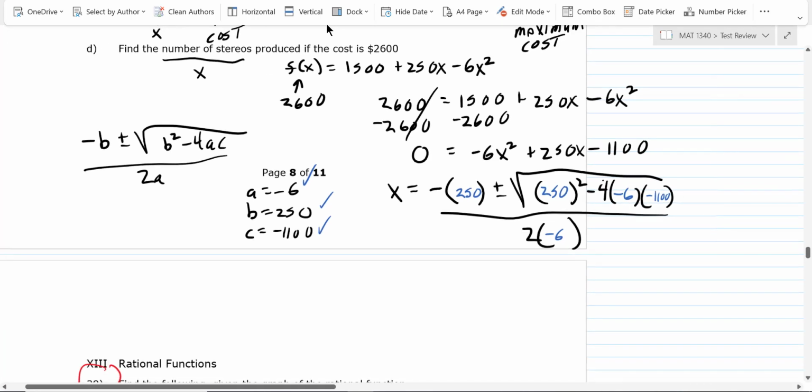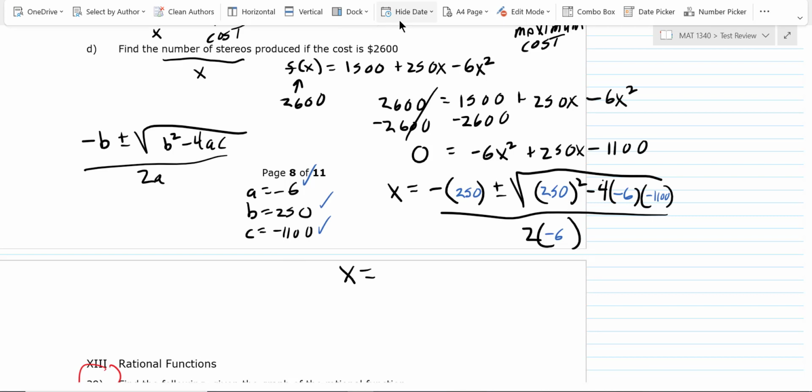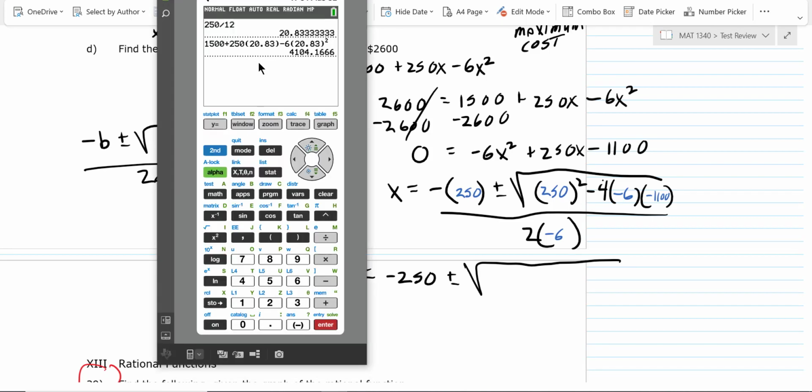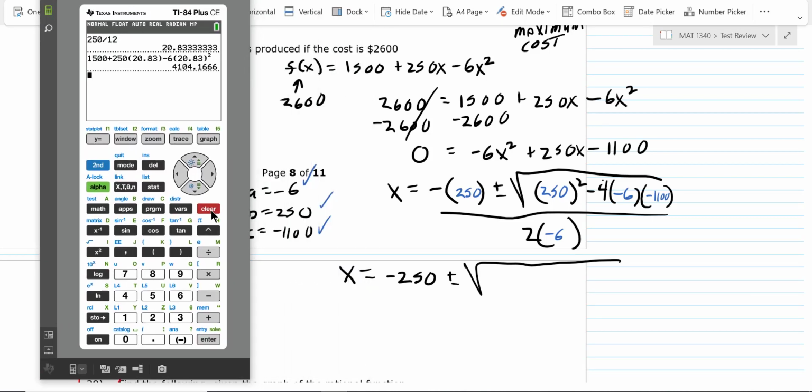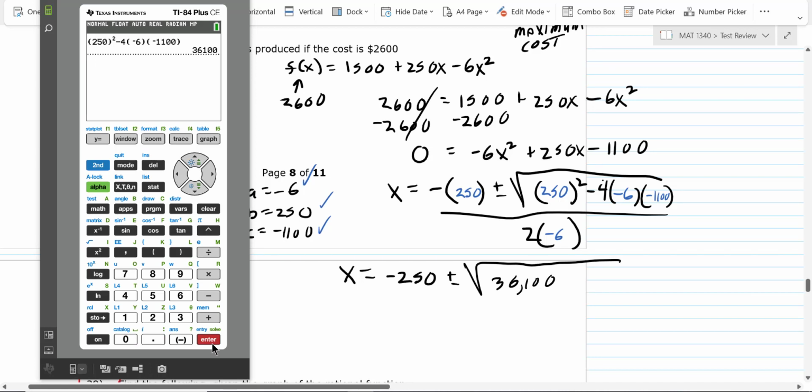Okay, and this may turn out whole numbers, may turn out to be decimals. We can use our calculator to help us with this. So we get negative 250, and then what I would recommend you do is just take your calculator and do what's under the square root and get that taken care of. So I'm going to do 250 to the second, subtract 4 times negative 6, times negative 1100, and that'll give me 36,100, and then that's all over negative 12 like that.